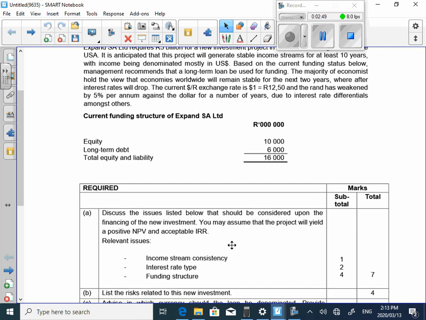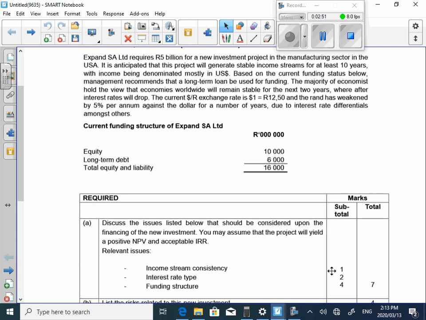The next part says interest rate type, and it's for 2 marks now. So what's going to happen, guys? It carries on with the question. Based on the current funding status below, management recommends that a long-term loan be used for funding. So we're going to use a long-term loan to fund this. The majority of economists hold the view that economies worldwide will remain stable for the next 2 years, whereafter interest rates will drop. So we're asked to discuss interest rate type here.